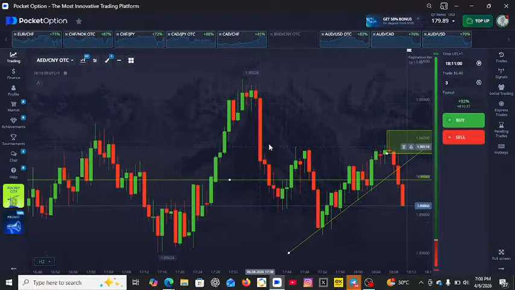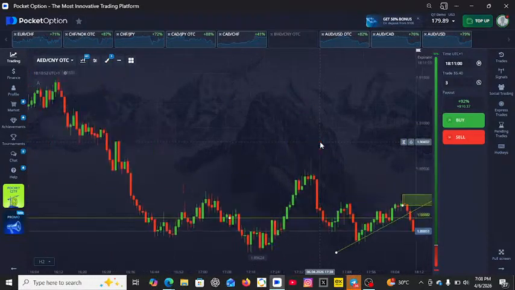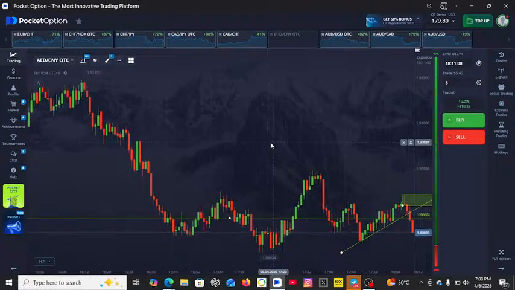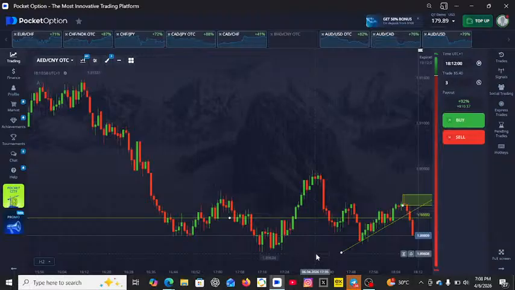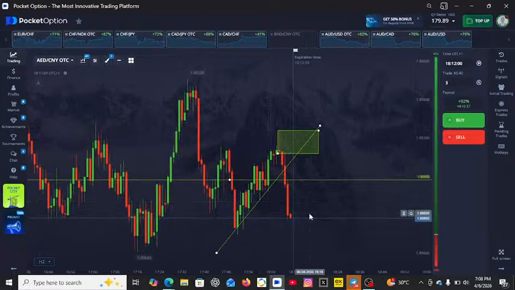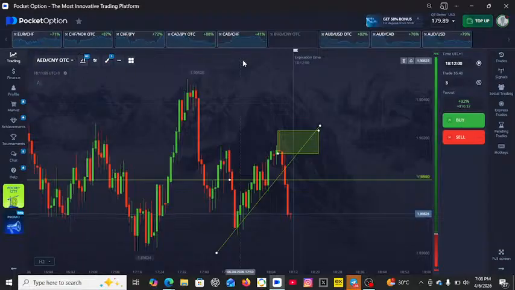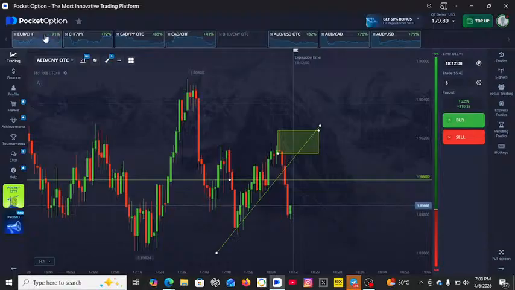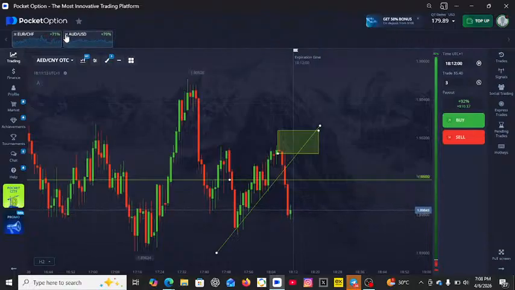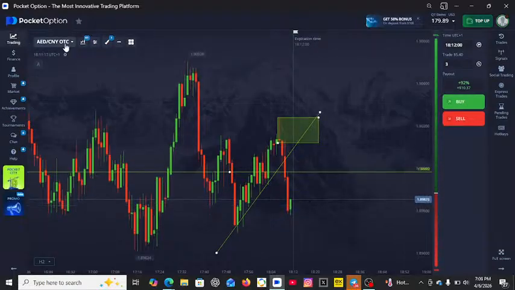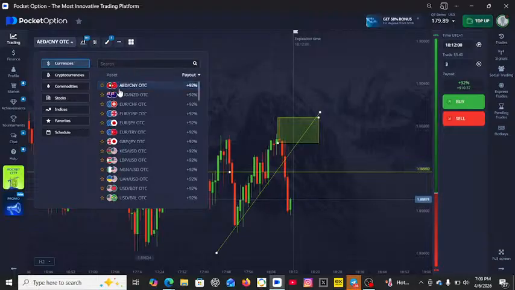Okay, let's look for other setups. But overall, we're in a downtrend. We are not in an uptrend. The overall trend here is a downtrend. But let's keep going, guys. You'll be trading with the ones that are 90% and above. Don't trade any pair below 90%. So we'll be trading pairs from 90% and above.